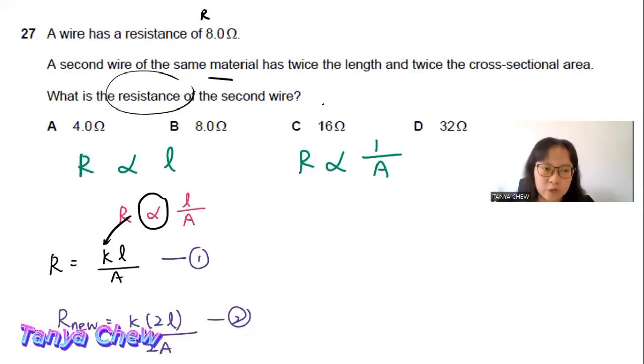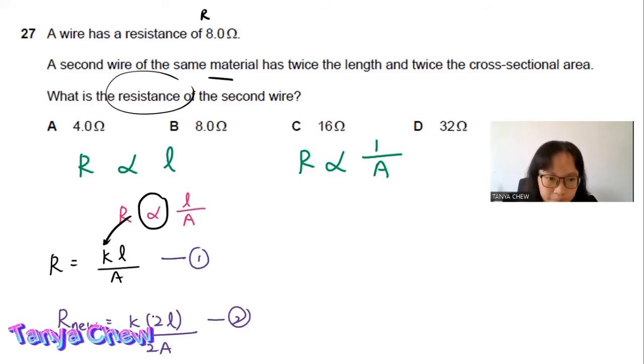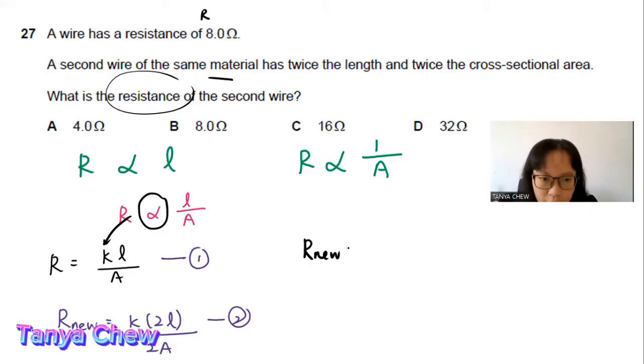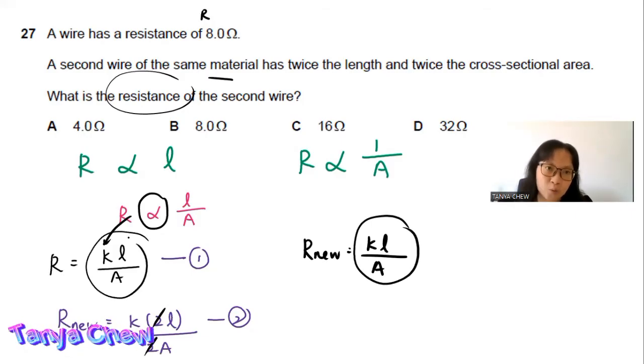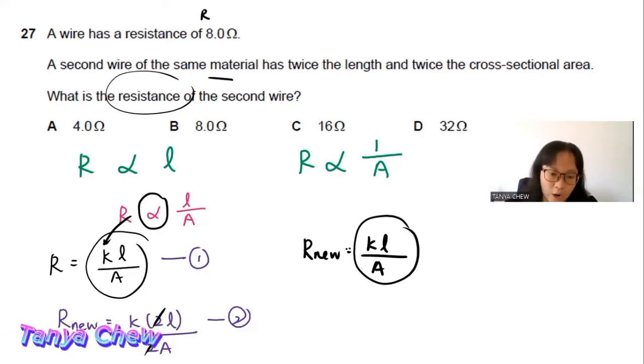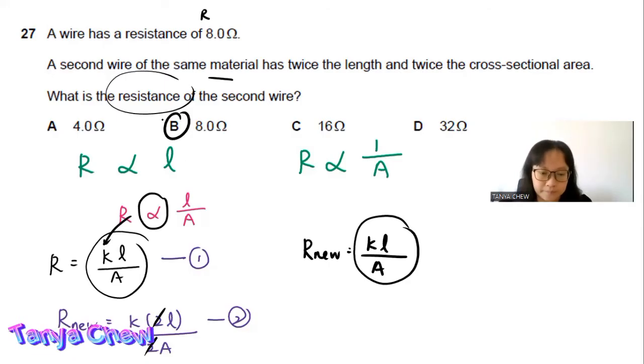I solve for these two equations. For this second equation, I'm going to do it here. R new is equal to k. Could you see that 2 and 2 can be cancelled off? L over A. Can you see that I get back the same equation as the one that I formed in the first equation? So no change in the resistance, because R new is the same as the R of the first wire. Therefore, the answer is B.